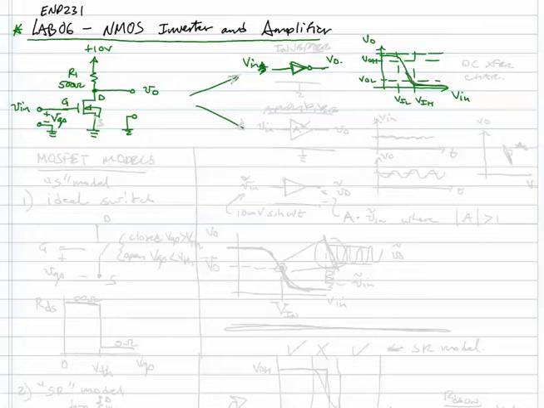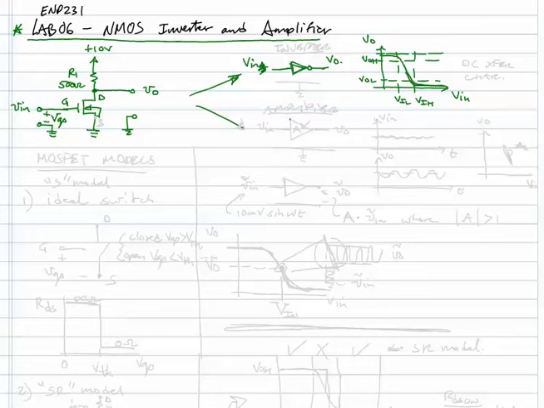And the actual values of the static discipline defined by VO high, VO low, VI low and VI high will be determined from the parameters of the circuit. Now you don't know how to do that yet, but by the end of the lab you should be able to determine those four parameters. So we can use the circuit as a logic inverter.